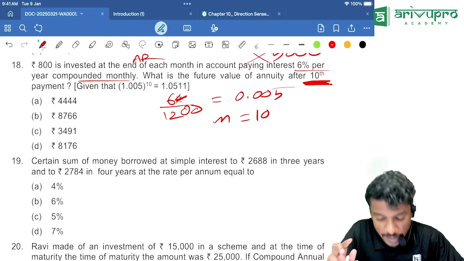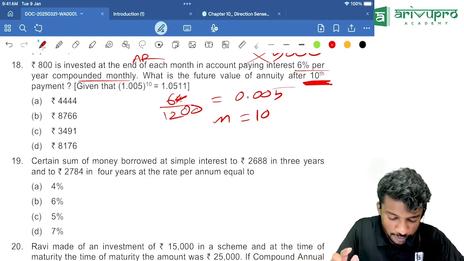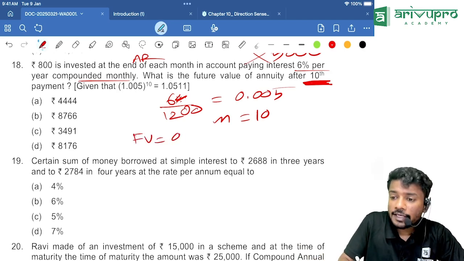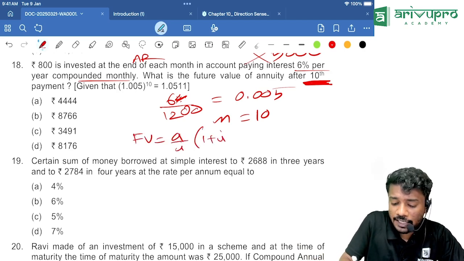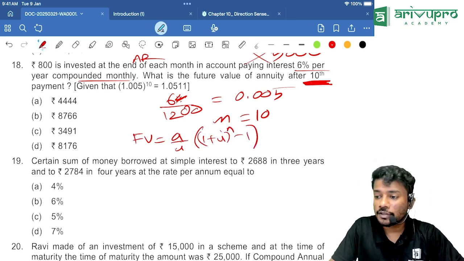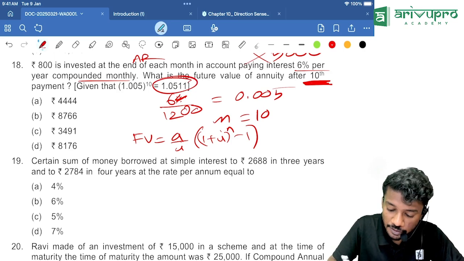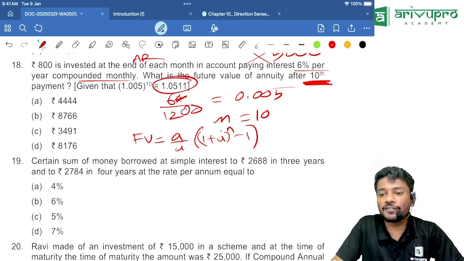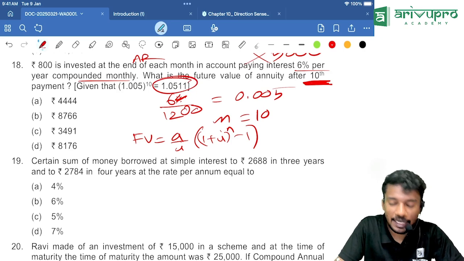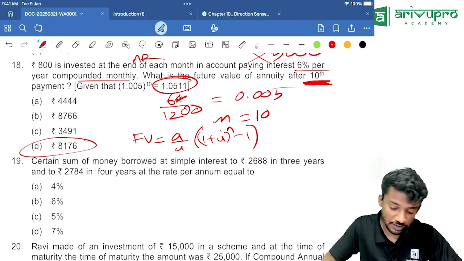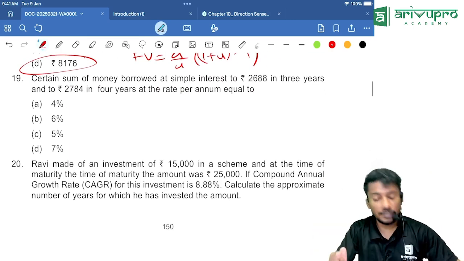What are we going to find? Future value. The future value formula is A by I into (1 plus I) the whole raised to n minus 1. Can you substitute? Everything is given. Can you find the answer? How much did you get? Option D, 18176. Okay. Then the next question.